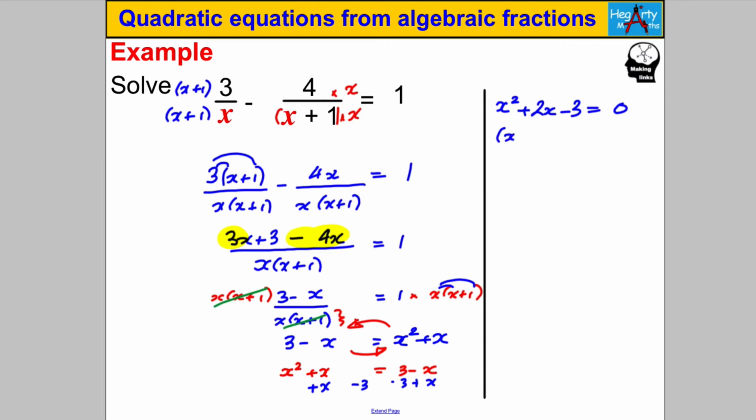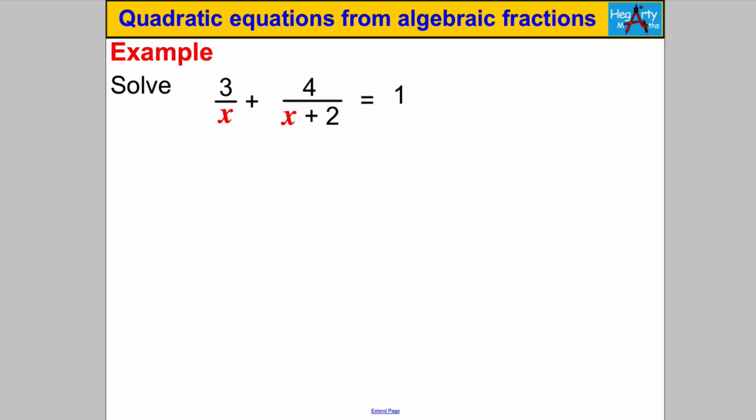Try and factorize. I get a factorization of x add 3, x subtract 1 is equal to 0. And this gives me x add 3 equals 0 or x subtract 1 equals 0. Subtracting 3 from both sides, x is negative 3. Or adding 1 to both sides, x is positive 1. They are my two answers and I'm done.